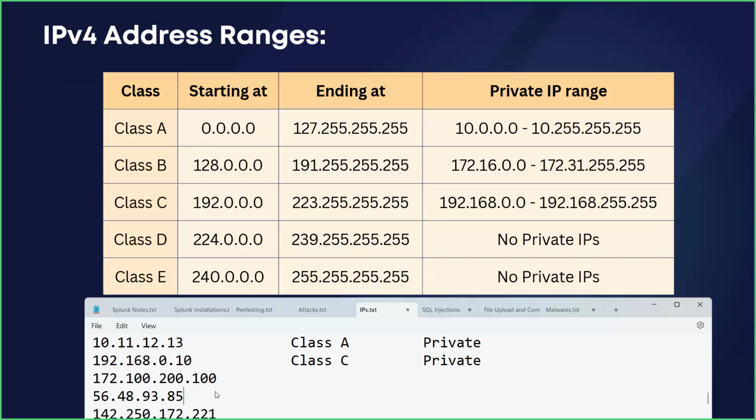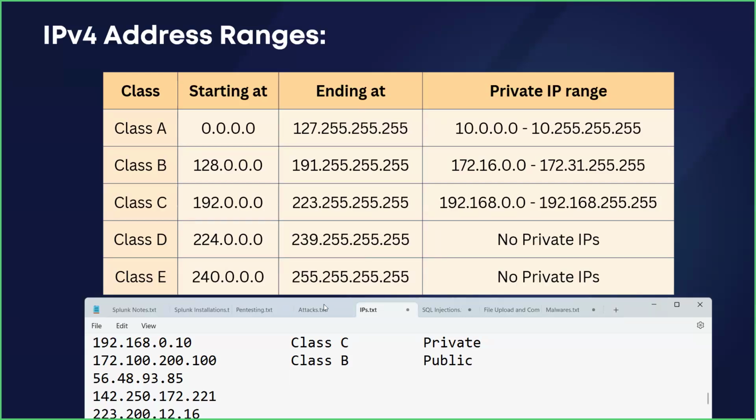172.100.200.100. Looking at this IP and these ranges, can you tell me which class it belongs to? Class B. Yes, this is class B. Correct. Public or private? This is a private one. Are you sure this is private, guys? 172.100. No, no, no. The first octet 172 is matching, but the second octet is 100, which is outside the range of 16 to 31. So therefore, that is public. Correct.